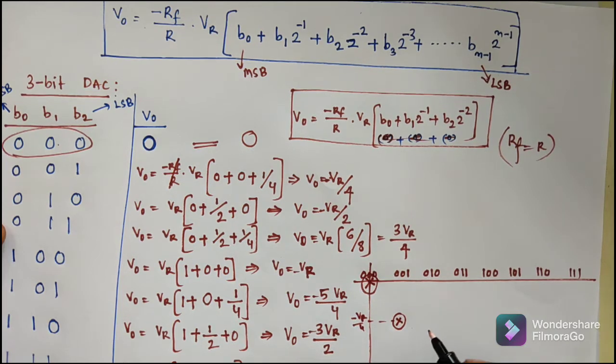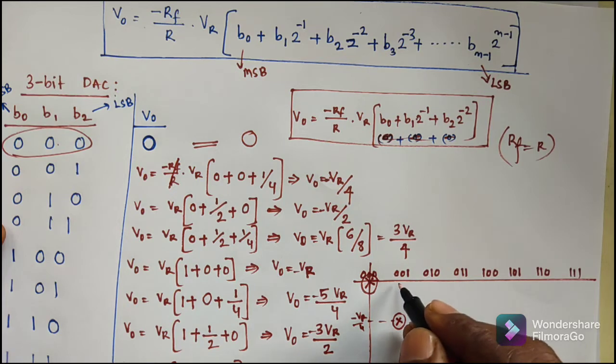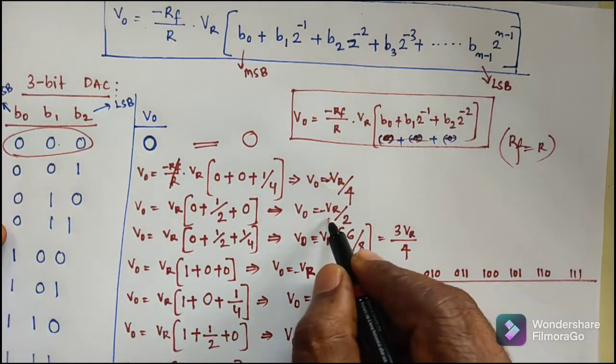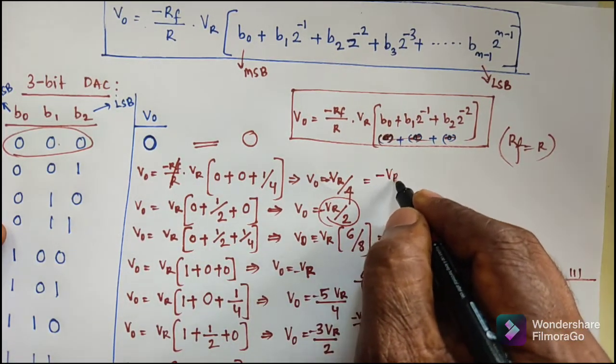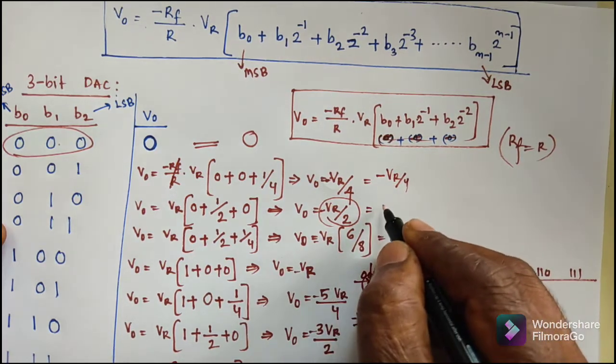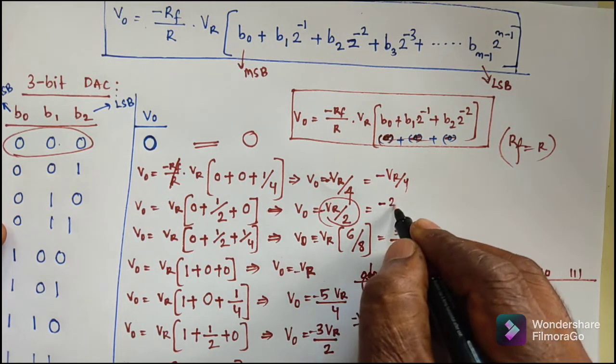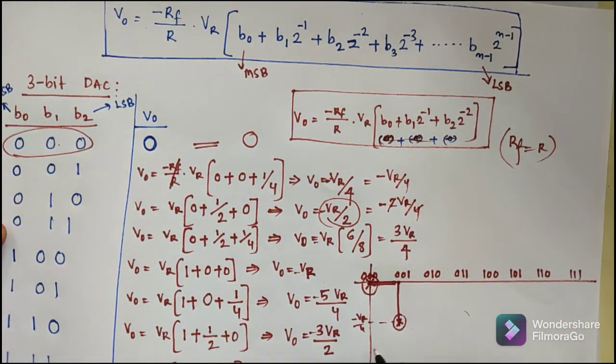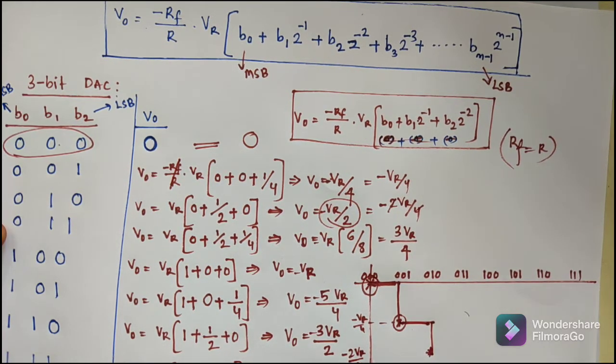This is the point, minus VR by 4. Like that you can get the samples up to this. This is 0. Next for 0 1 0 you will get here minus 2 VR by 4, that means 1 into. Simply you can take this value as minus 2 VR by 4. So the 2 cancels, finally VR by 2. So simply you can take this response as minus 2 VR by 4, that is equal to VR by 2.